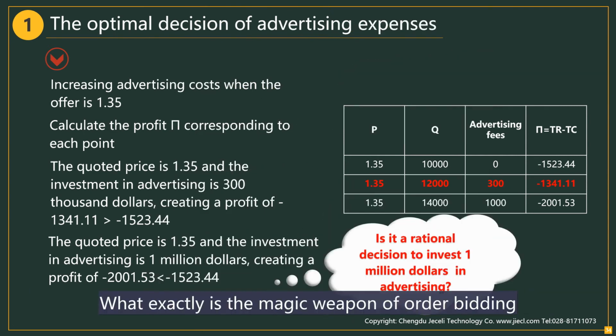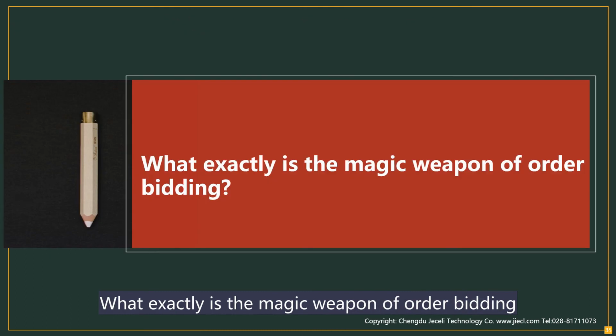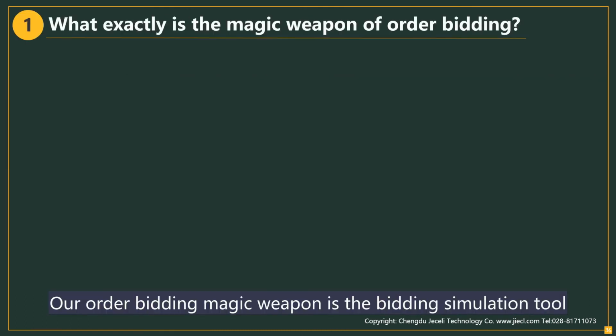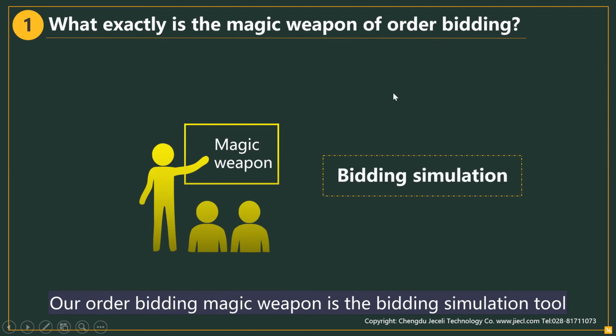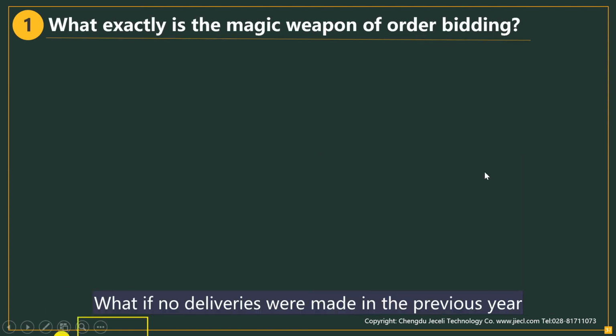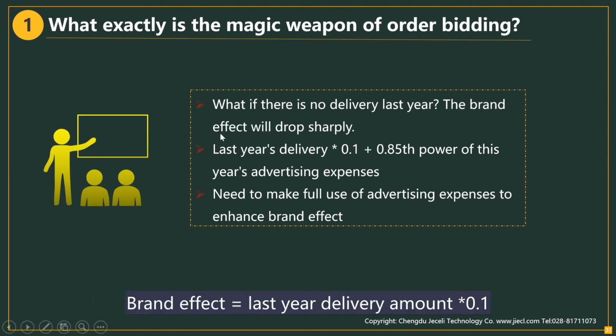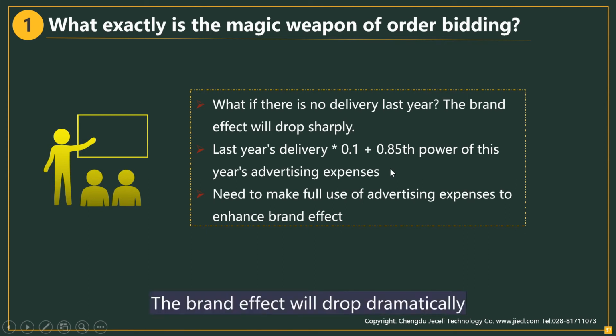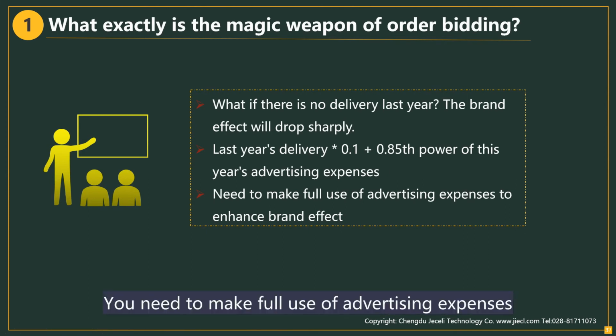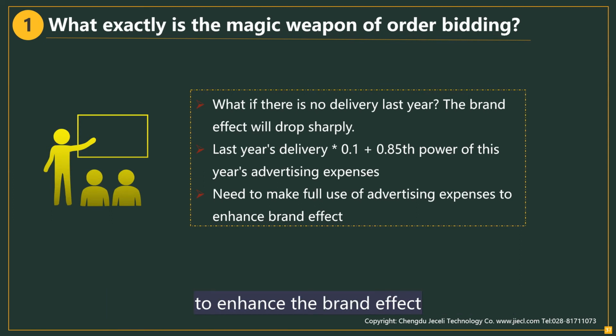What exactly is the magic weapon of order bidding? Our order bidding magic weapon is the bidding simulation tool. What if no deliveries were made in the previous year? Brand effect is equal to last year's delivery amount times 0.1 plus this year's advertising cost to the 0.85 power. The brand effect will drop dramatically, so you need to make full use of advertising expenses to enhance the brand effect.